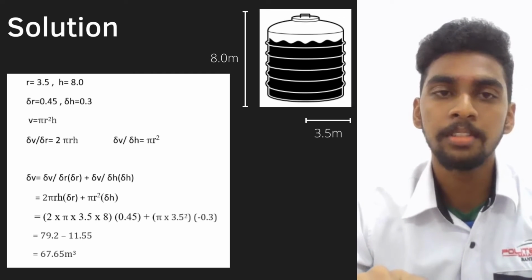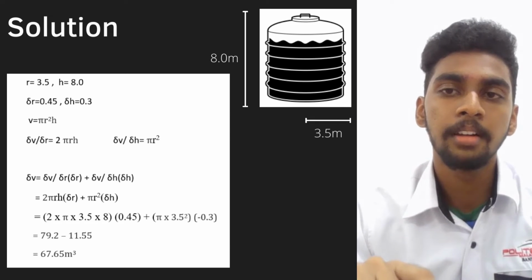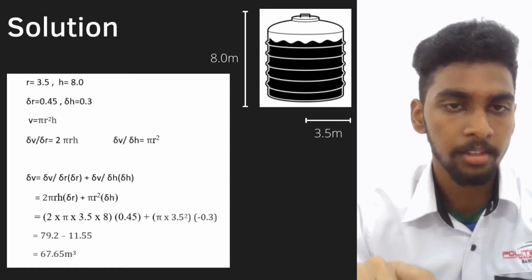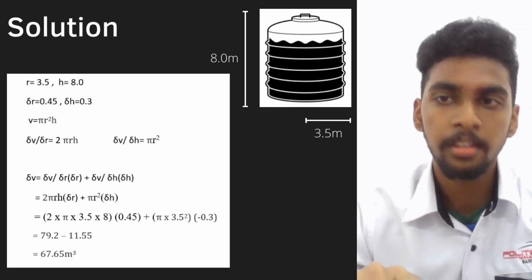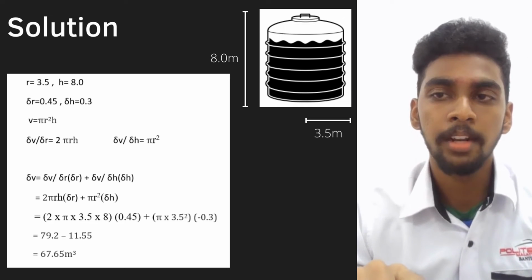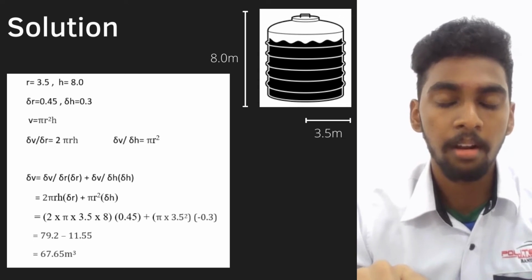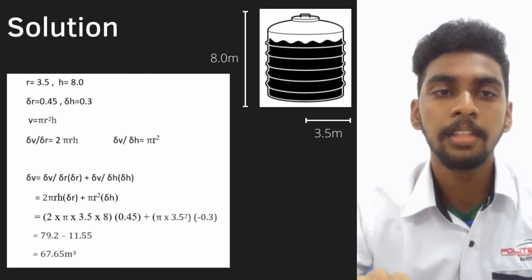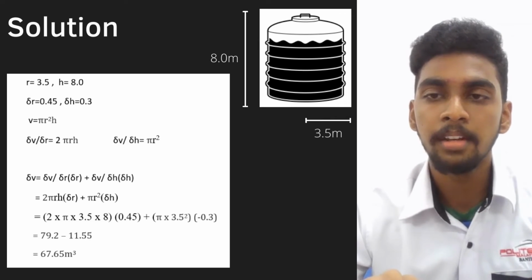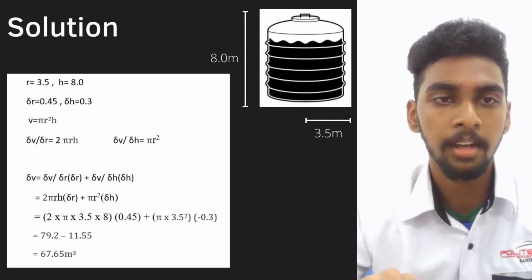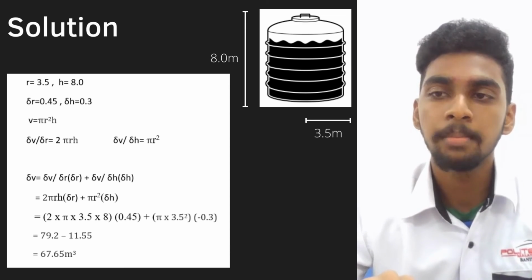So the volume of the cylinder is pi r squared h. Then delta V over delta R equals 2 pi r h if we differentiate with respect to the radius, and delta V over delta H, if we differentiate with respect to the height, equals pi r squared. So the formula for the total differential is delta V equals delta V over delta R times delta R plus delta V over delta H times delta H.